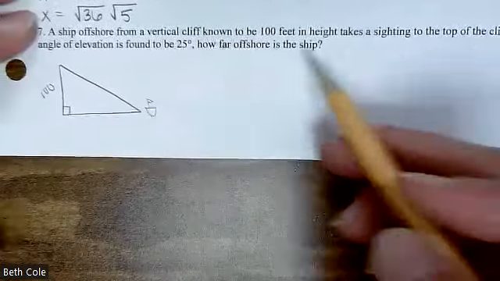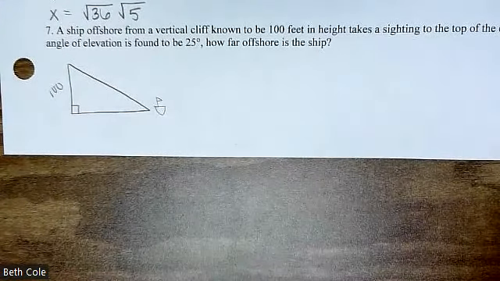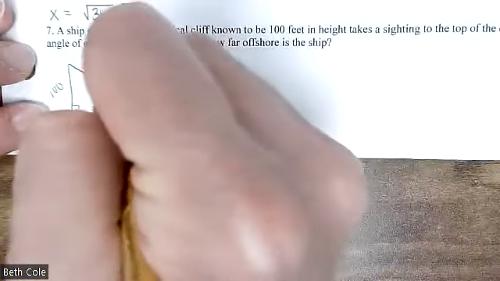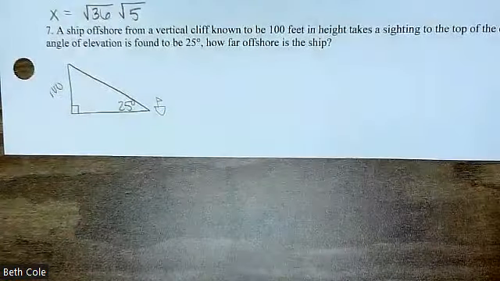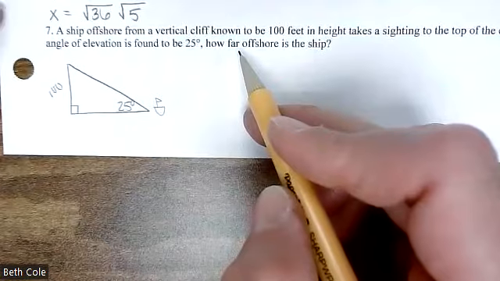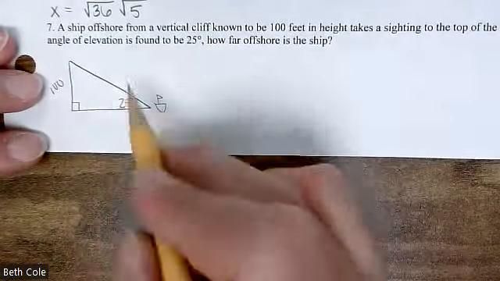Takes the sighting to the top of the cliff. The angle of elevation. Okay. An angle of elevation means you're looking up. So that angle is going to go right here, 25 degrees. How far, so this is your question mark, this is where X is going to go. How far offshore is the ship? So where does X go?